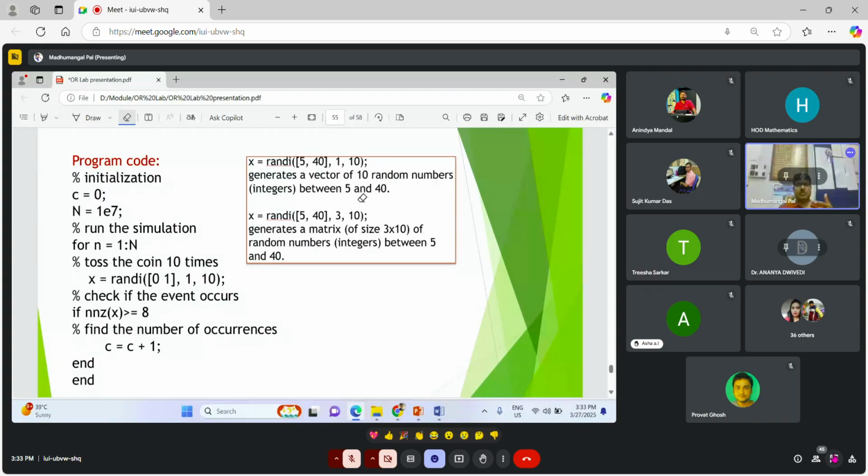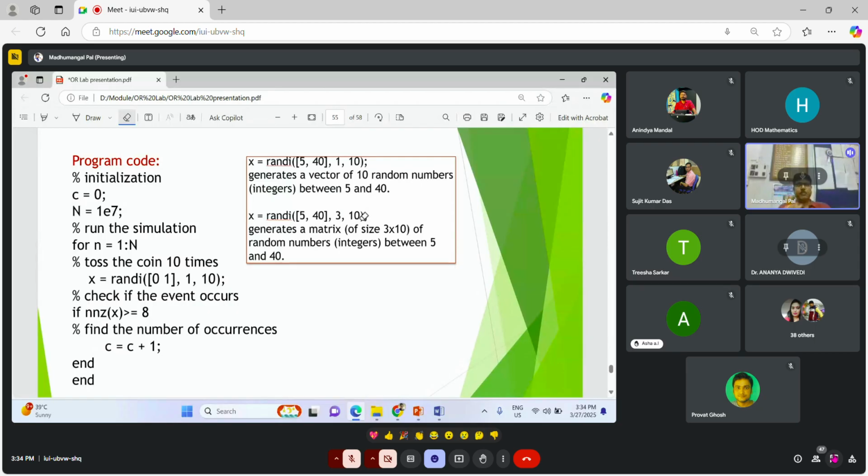Okay, 5, 40 means all the random numbers are integers, they lie between 5 and 40, including 5 and 40. And 1 comma 10 represents the number of random numbers, which is 10. So what is the meaning of the 1? There is no meaning. So see that in the second expression, 5, 40 is there. That means the random number lies between 5 and 40, including 5 and 40.